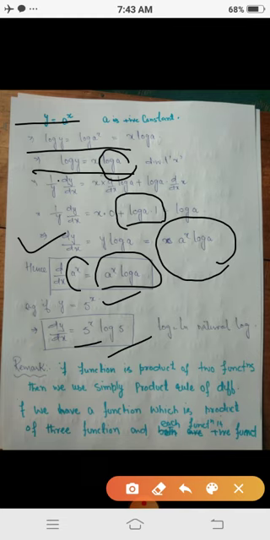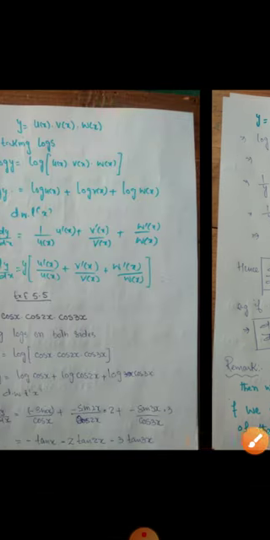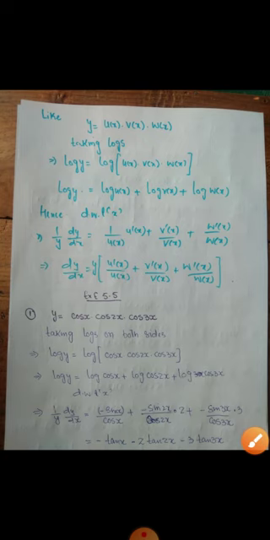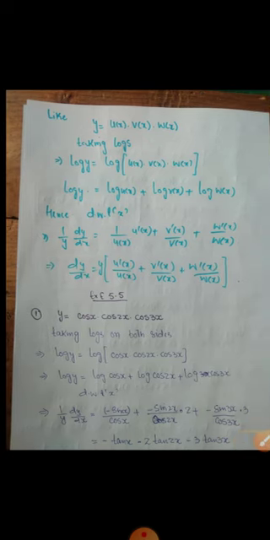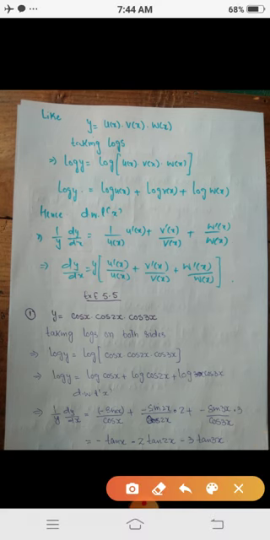Now if we have a function which is a product of three functions, then in this case we can use logarithmic differentiation. Consider a function y which is a product of three functions u, v and w. By taking logs, you know that log of m into n is log m plus log n, which implies that log of u(x) v(x) w(x) is log u(x) plus log v(x) plus log w(x).